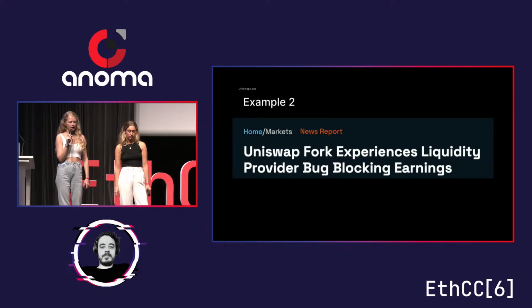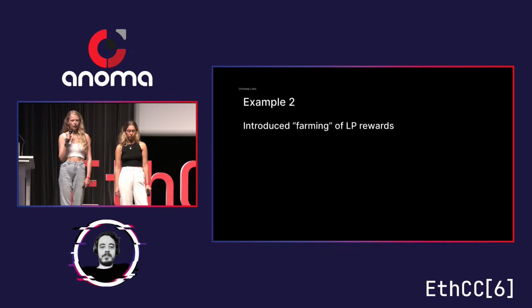A second quick example is a fork that tried to add some farming of rewards for liquidity providers. They added some logic around how LPs get their rewards, and they accidentally made it so that LPs couldn't get any rewards at all in their fork.